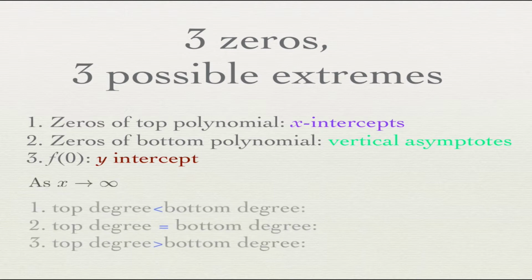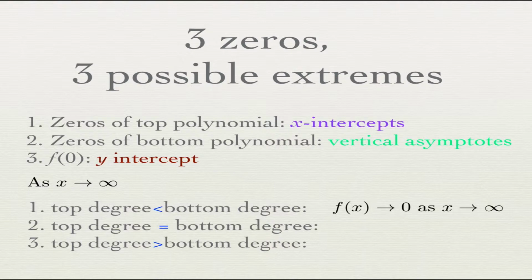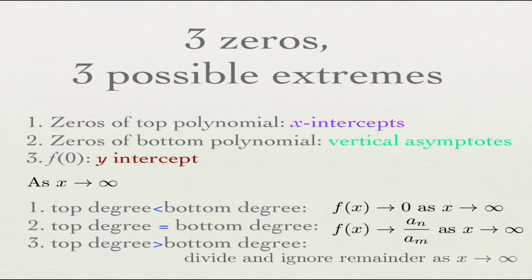The end behavior, a positive or negative infinity, depends on what goes on with the degree. If the top degree is smaller than the bottom degree, it'll go to 0. If the top degree matches the bottom degree, it goes to the leading coefficient ratio. And if the top degree is larger than the bottom degree, we divide and ignore the remainder.